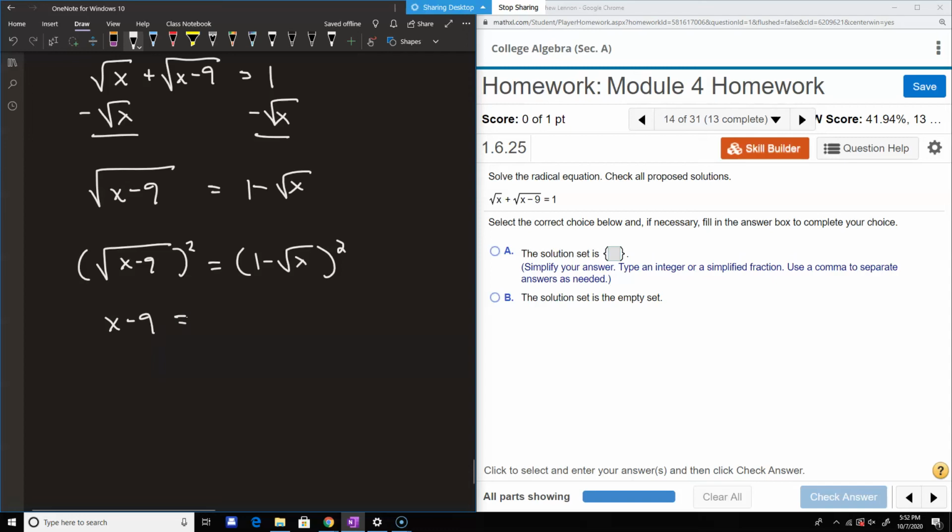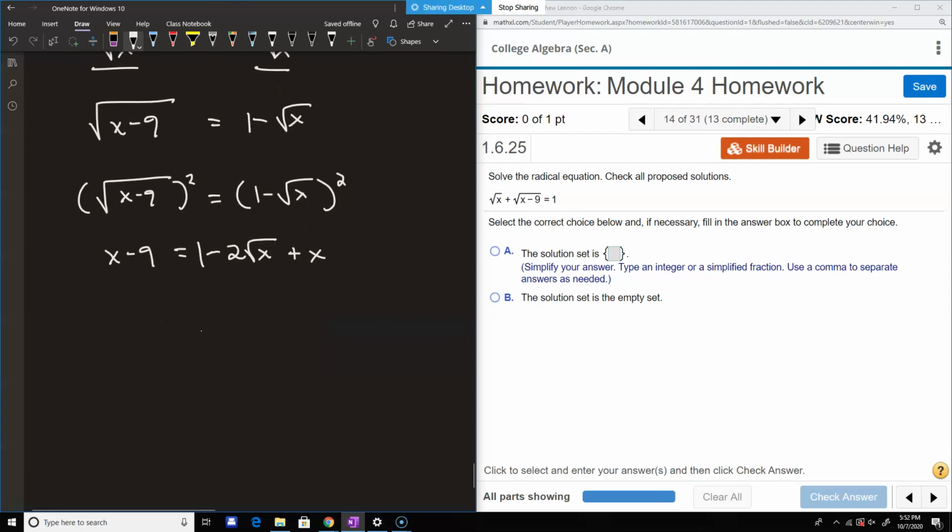Now on the right we're going to have to FOIL this the same way as before. So you have 1 minus 2 square root of x, and then you're going to have minus square root of x times minus square root of x for your last term, which is just a plus x. So you might think maybe we didn't make any progress, there's still a square root, but at least now there's only one square root left in the problem. So now we can isolate that square root and then square everything.